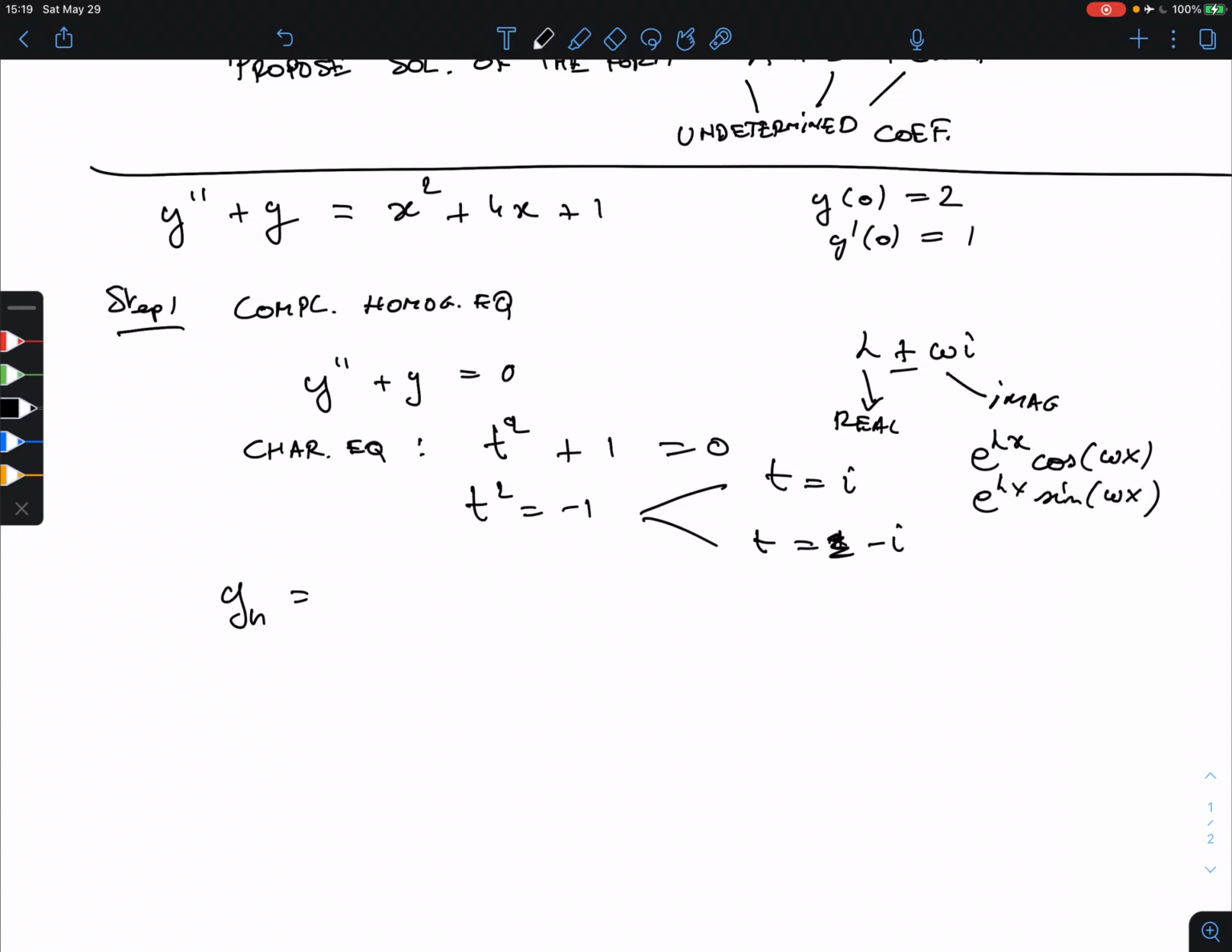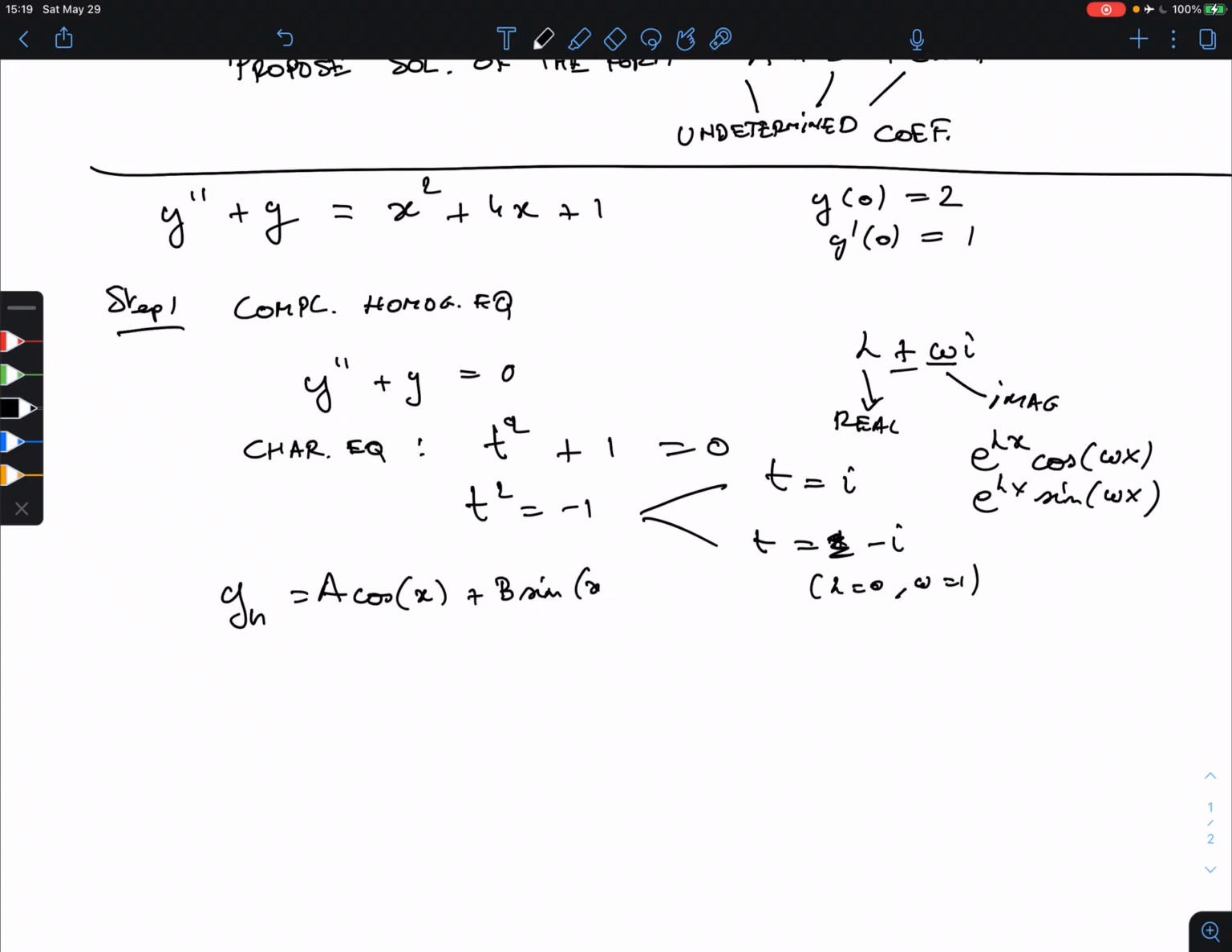So what is the lambda in this case? Is there a real part? No. So lambda is 0, which means there is no e. Okay, that's good. What about the imaginary part? Is it i? No, remember, the imaginary part is the number in front of i. So here it's also 1. So in this case lambda is 0 and omega is 1. So this becomes just cosine x and sine x.